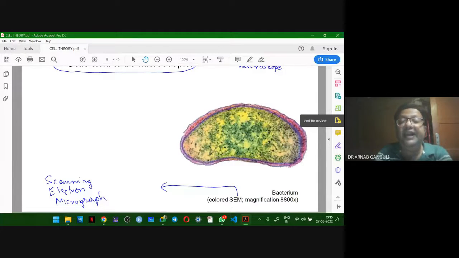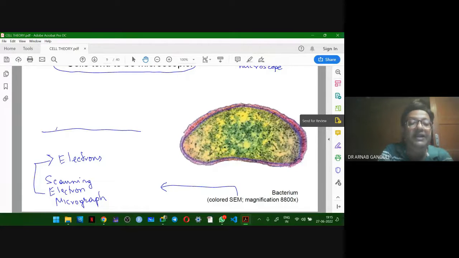So instead of light, normally in a microscope you use light, but in an electron microscope you use electrons. You give a beam of electrons. These electrons go and hit the surface. If you have a structure, this is a flat plane. On top of this is one cell. The nucleus is here.